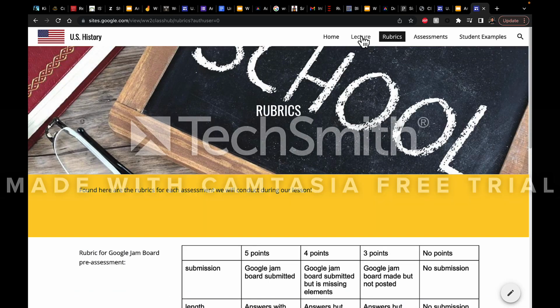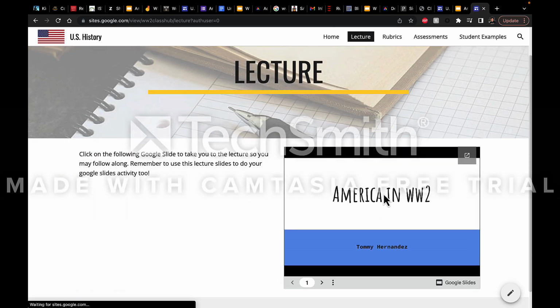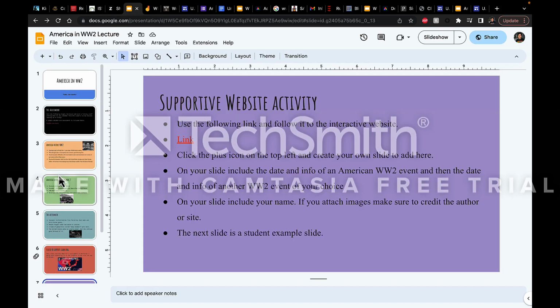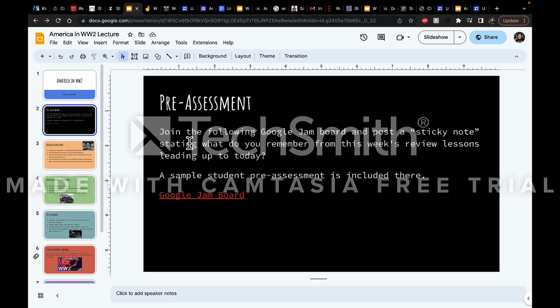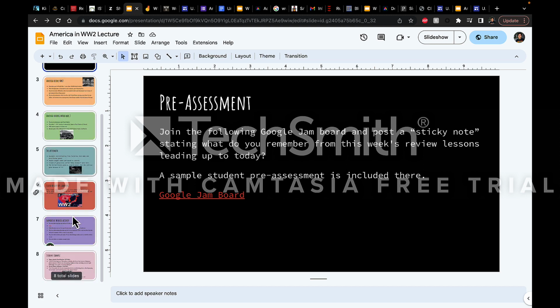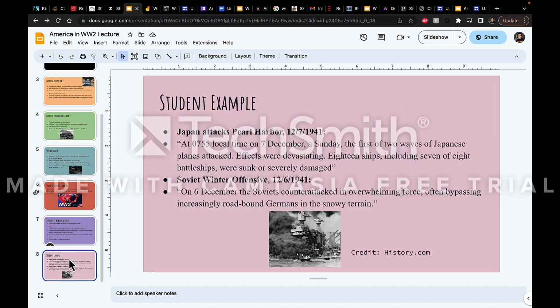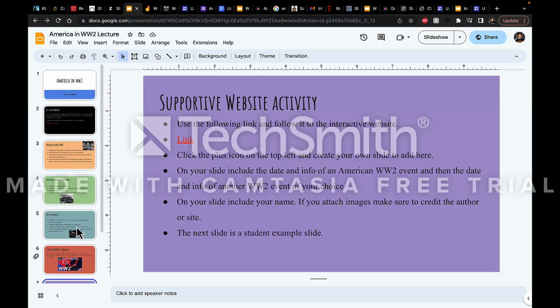For example, under my lecture, I did try to make it as interactive as possible. So if students ever want to follow along while I'm lecturing, they're more than able to. And as well, I have Google Jamboard, which is a cool interactive way for them to interact not only with the content, but along with each other as well. And I do have a supportive website activity here that allows students to create an example as outlined in the instructions here.